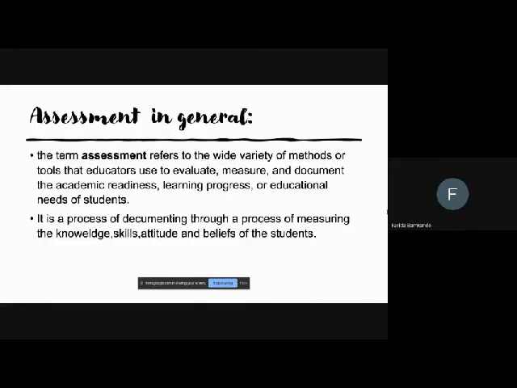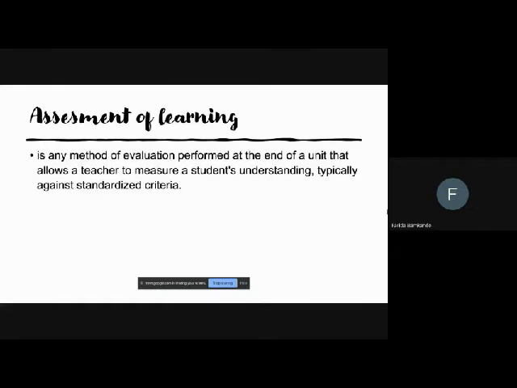Okay, first, what is assessment in general? The term assessment refers to the wide variety of methods or tools that educators use to evaluate, measure, and document the academic readiness, learning process, or educational needs of students. It is a process of documenting through measuring the knowledge, skills, attitude, and beliefs of the students. Assessment of learning is any method of evaluation performed at the end of a unit that allows a teacher to measure a student's understanding, typically against standardized criteria.